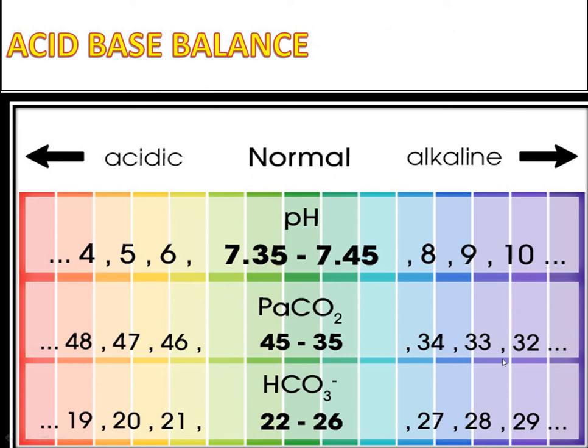Alkaline. What is blood pH? Normal pH is 7.35 to 7.45. Clear now? Yes. When the pH is less than 7.35, that is acidic. When pH is greater than 7.45, that is alkaline. Okay. Then think about some situations.